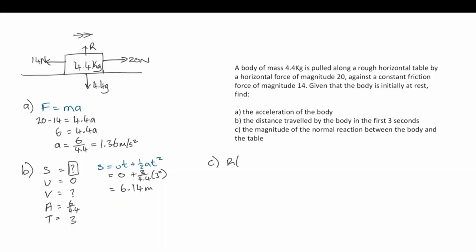The last bit of the question here has asked us, what is the reaction force? Can we find the reaction force? If we resolve vertically, there are only 2 vertical forces. R, which is in the upwards direction, must equal 4.4 g in the downwards direction. The magnitude of the normal reaction between the body and the table is 4.4 g.